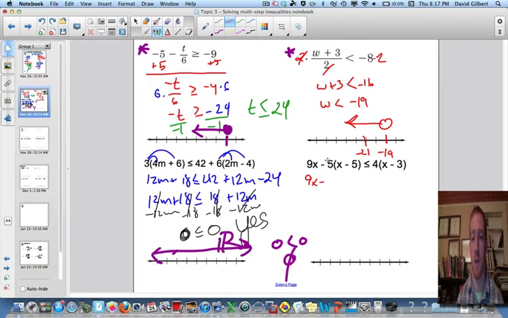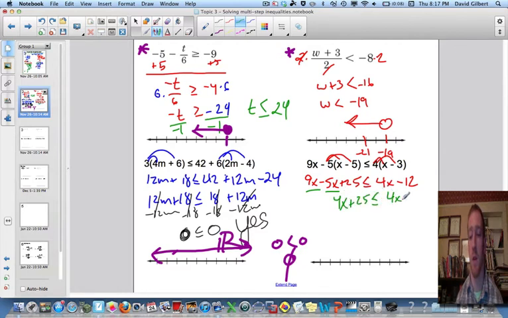9x minus, distribute this here, minus 5x times negative 5 is plus 25, is less than or equal to 4x minus 12, because I distributed here. Now, combining like terms on the same side, we got 4x plus 25 is less than or equal to 4x minus 12. Well, I got those 4x's on both sides, subtract them.